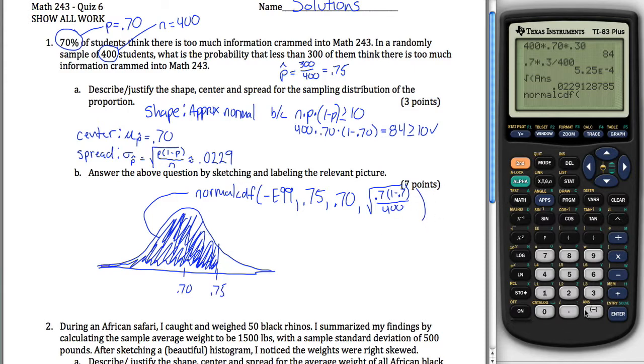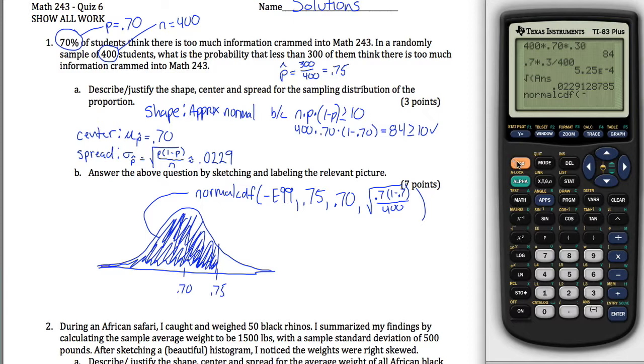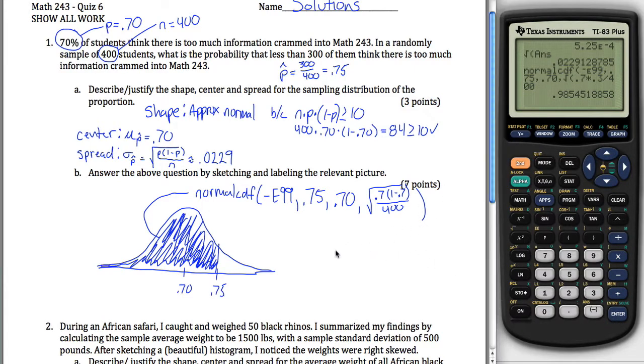And if I throw all that in, negative, for scientific notation, that E99, you want these E's. So second comma, 99, comma 0.75, comma 0.70, comma the square root of 0.7 times 0.3 divided by 400. That all look right. Looks good to me. Hit enter, and I get 0.9855. Or, if you'd prefer, 98.55%.